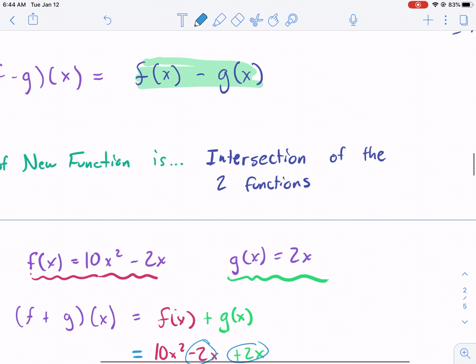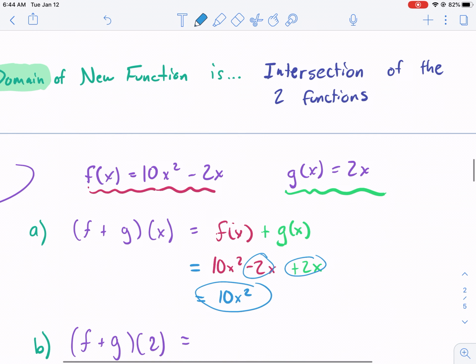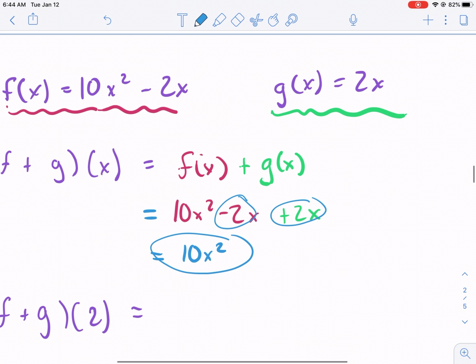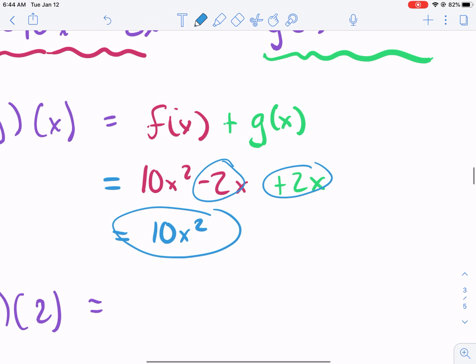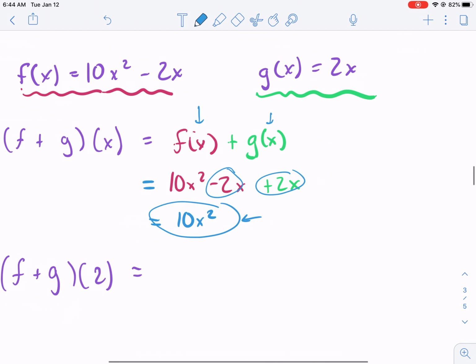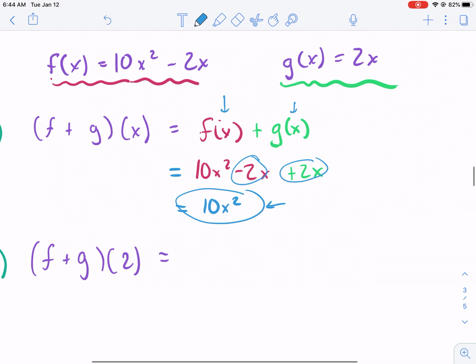As we said earlier, we're going to have a new domain based on the intersection of these two functions after we add them together. The new domain is going to be related to this result, not to the previous functions, so the domain is going to be related to 10x squared. But that's how you do it. You simply add the two functions together.